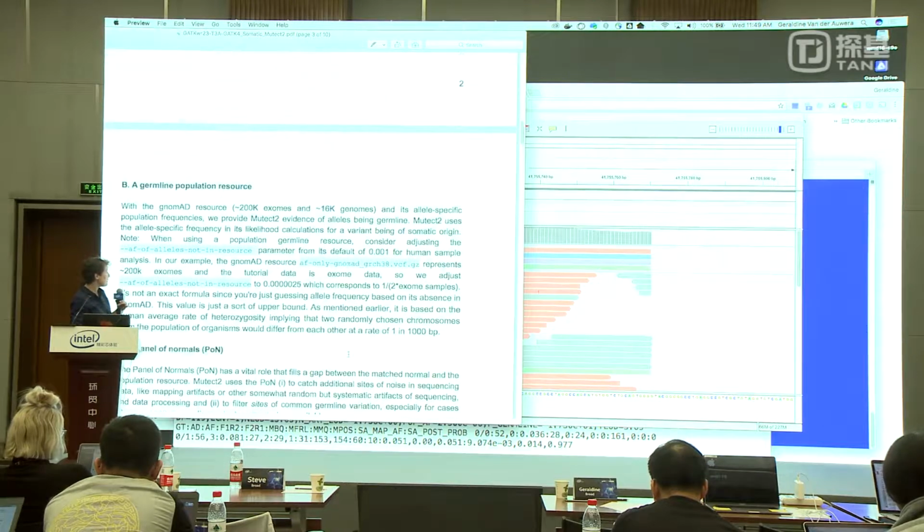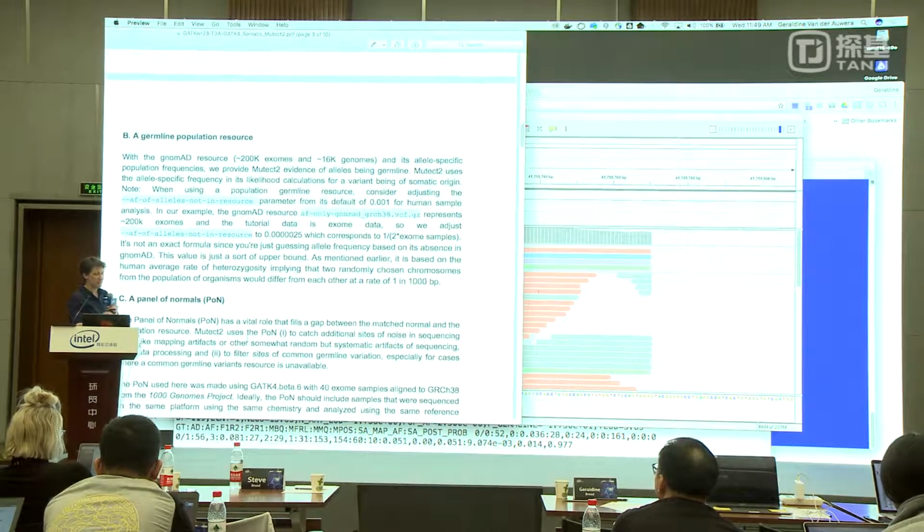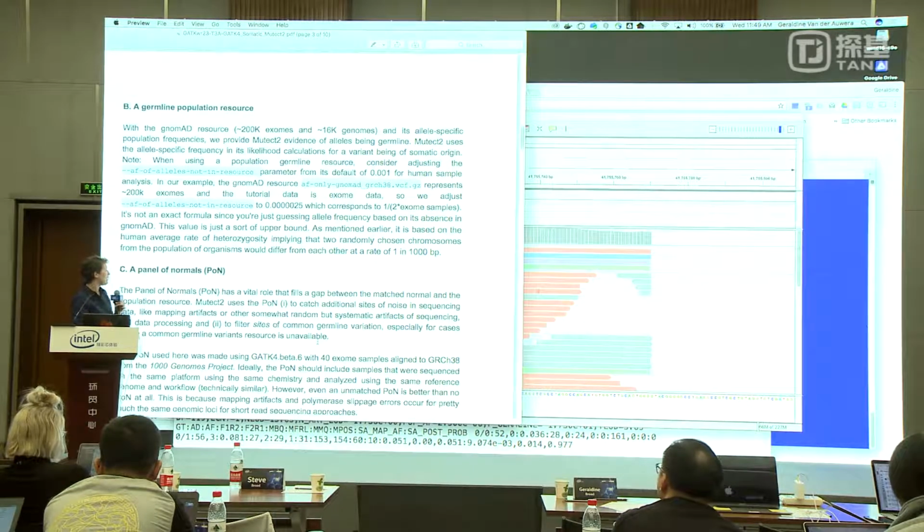If you don't have a population resource at all, we have just a default value, and that default value is based on the normal expected heterozygosity improvements.